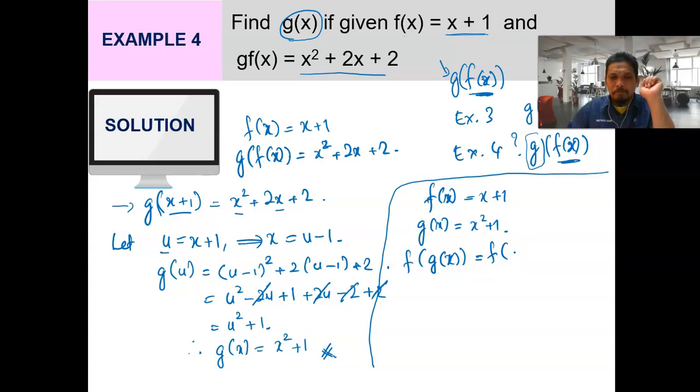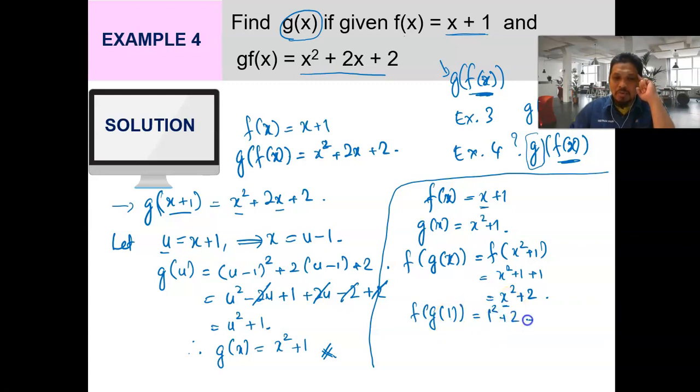So g x equals x squared plus 1, and substitute this into the x of the function f. So substitute here x with x squared plus 1. You get x squared plus 1 plus 1, so x squared plus 2. So if f g of 1, then just substitute 1 here: 1 squared plus 2 equals 3.